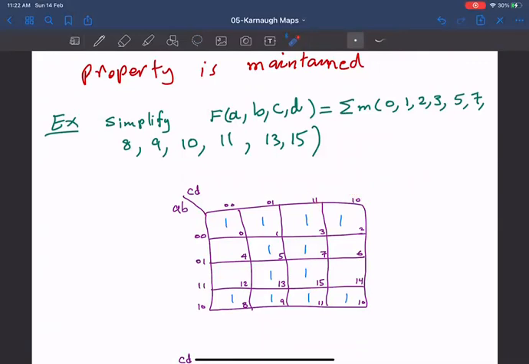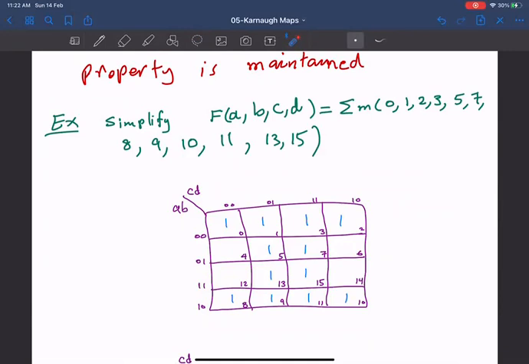However, in this K-map, there is a more important thing going on. In the 4 variables K-map, the first row is also adjacent to the last row, and the first column is also adjacent to the last column.